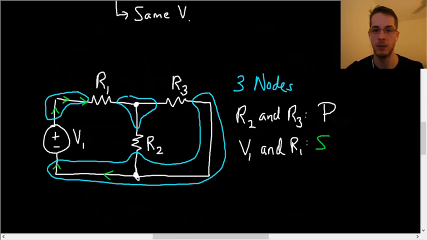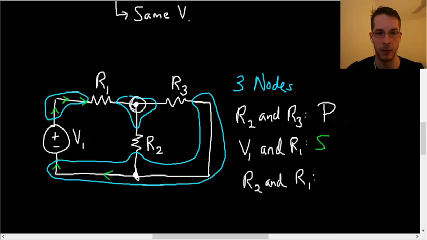So what about R2 and R1? Well, if you look at R2 and R1, they share one node in common, the one in the very middle here. But again, if the current's flowing, it will split at this junction right here. So the same current is not flowing through them, and they only share one node in common. And to be parallel, they have to share 2 nodes in common. So because of that, they're not going to be in series nor in parallel. So neither.